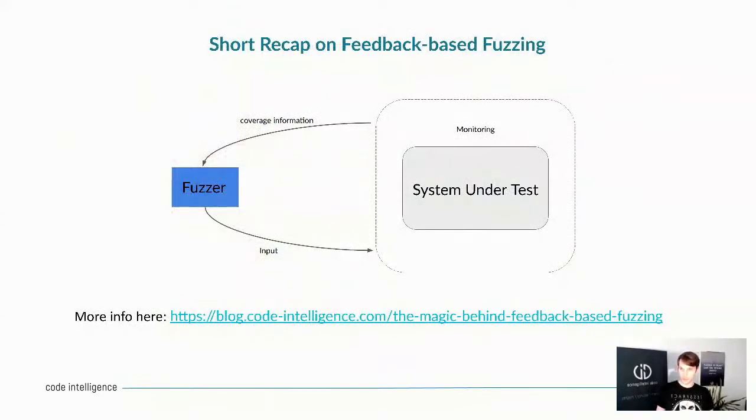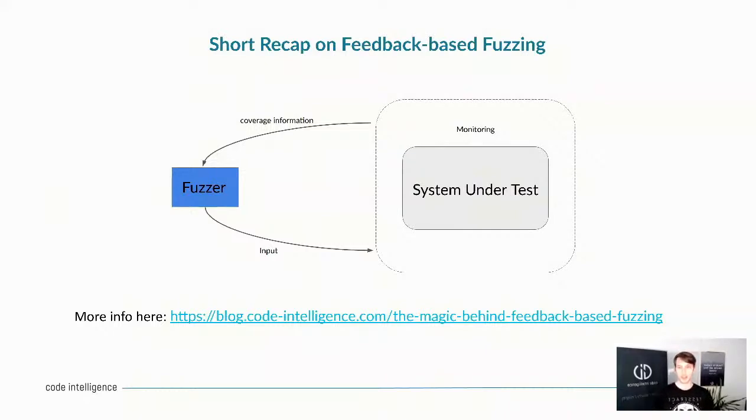Let's start with a brief recap on feedback fuzzing, just so that we are on the same page here. There are different techniques or different fuzzing techniques. We will today only talk about feedback-based fuzzing, or white box fuzzing, or smart fuzzing, because this usually, when you have the source code, is the most efficient and effective way.